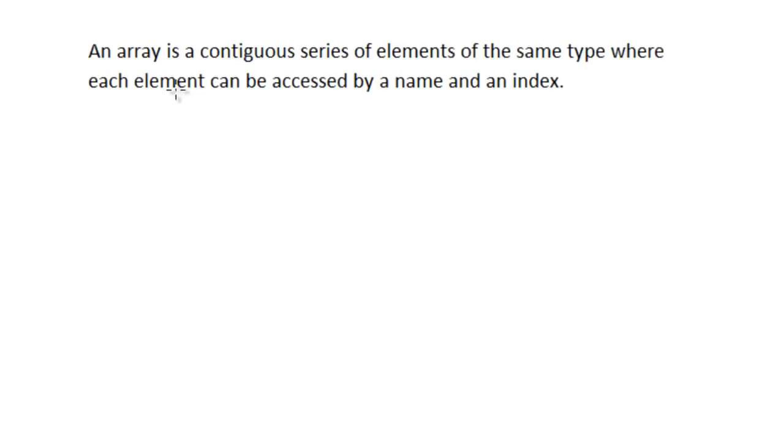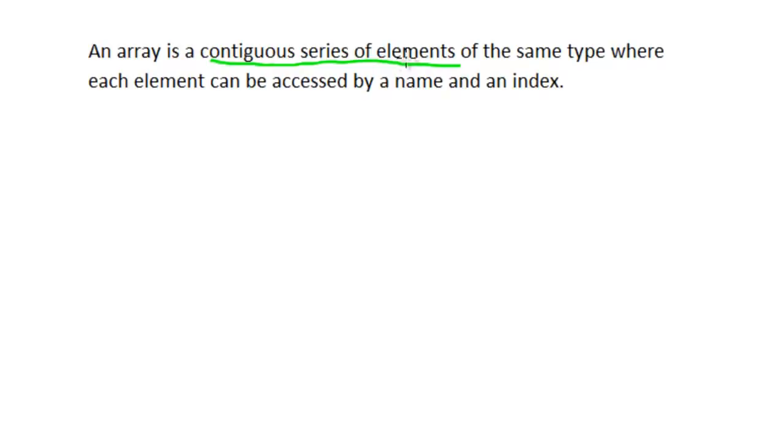Okay, so here we have a definition of an array. An array is a contiguous series of elements of the same type where each element can be accessed by a name and an index. So let's look at each one of the parts of this definition and try to get an idea visually of what's going on. So this first part, we have a contiguous series of elements.